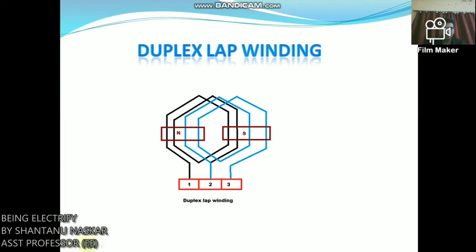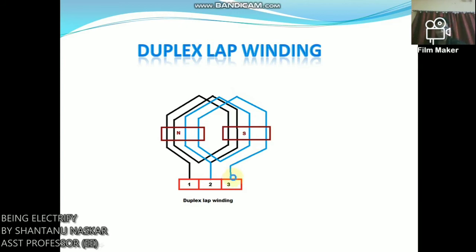So what is the main thing? Such a winding is obtained by placing two similar windings on the same armature. Look here, two similar windings. Also look at the next coil. So there are two similar windings. So these are the lap windings.